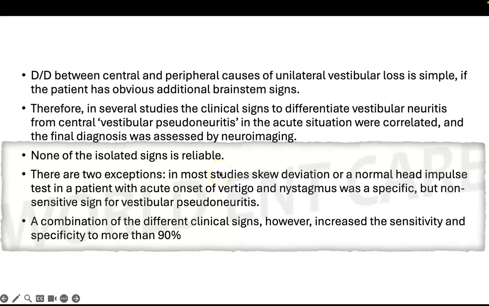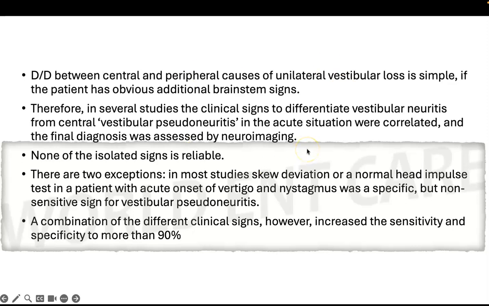But as per some studies, there are two exceptions, in most studies: skew deviation. What is skew deviation? That is a test for vertical misalignment. So if there is skew deviation, vertical misalignment in the eyes, or a normal head impulse test in patients with acute onset of vertigo and nystagmus, it was a specific but non-sensitive sign of vestibular pseudoneuritis.